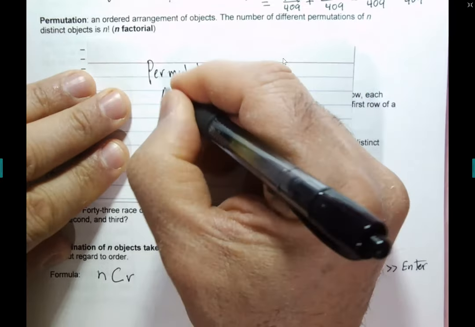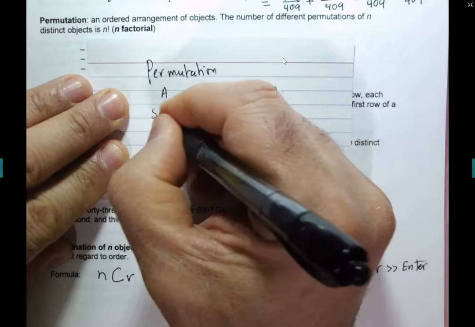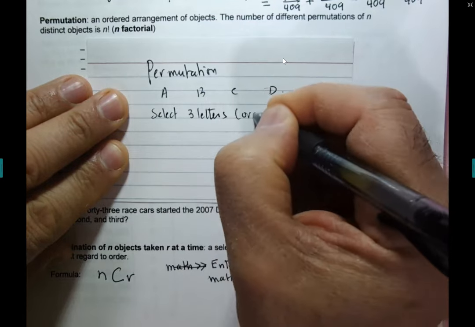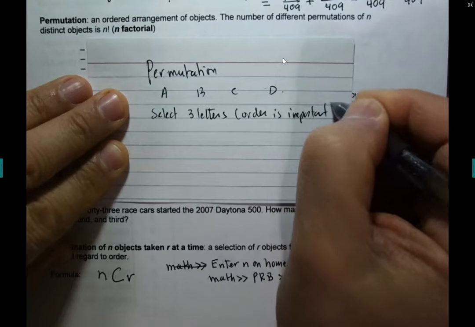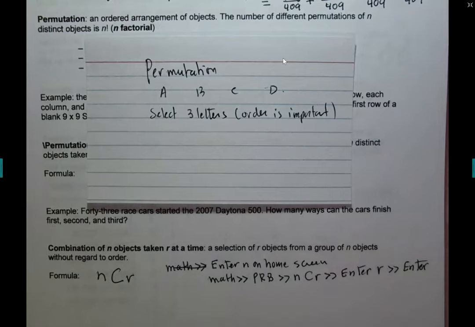I have four letters, A, B, C, D, guys. I want to select the three letters. Order is important. So what comes first matters, whom I select first. Let's say I have a group of four students and I want to select the three students. The first student I select will be the president of the club. The second one will be the vice president, and the third one will be the secretary. So it does matter who shows up first in the group. So the order is important.